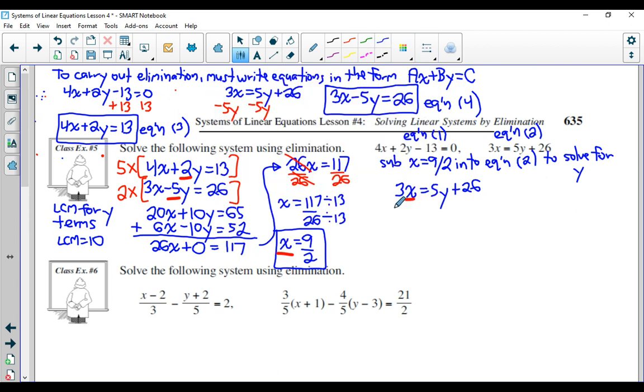Okay, so this would give you 3 times 9 over 2 is equal to 5y plus 26. Okay, this fraction unfortunately doesn't reduce, so it would just become 27 over 2 is equal to 5y plus 26. Now, this fraction doesn't divide evenly, so we need to get rid of it. So the way I'm going to get rid of that fraction is I'm going to take the entire equation and multiply by that denominator. So I'm going to multiply the whole equation by 2 to get rid of that.